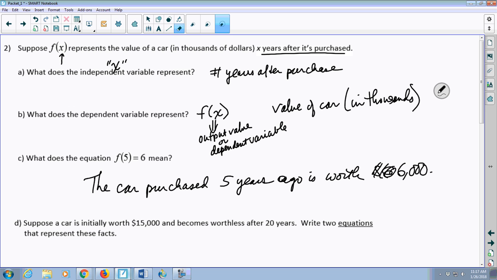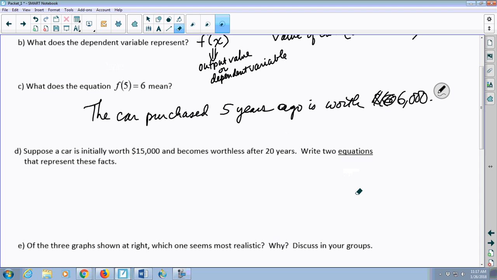Now, you may have that written in a different way, but it's important that you have 6,000, because that's what this 6 means. $6,000 is the unit. Could be euros or rupees. I mean, we just happen to be talking about dollars here. And then 5 years ago since its purchase. So any questions on that?